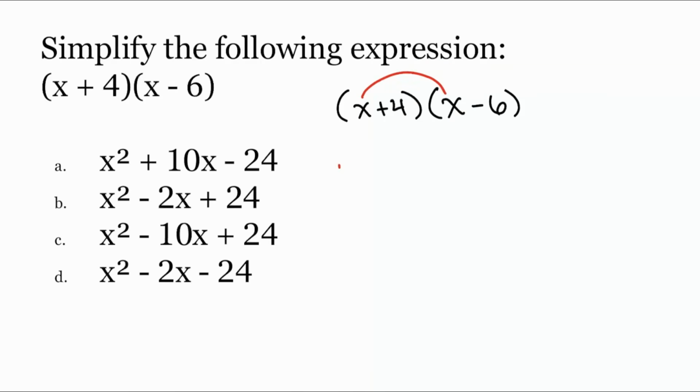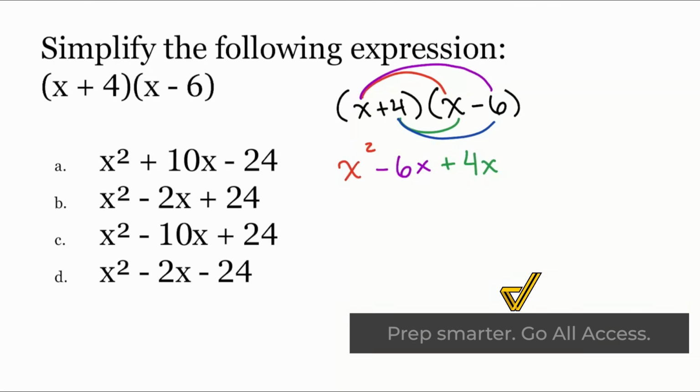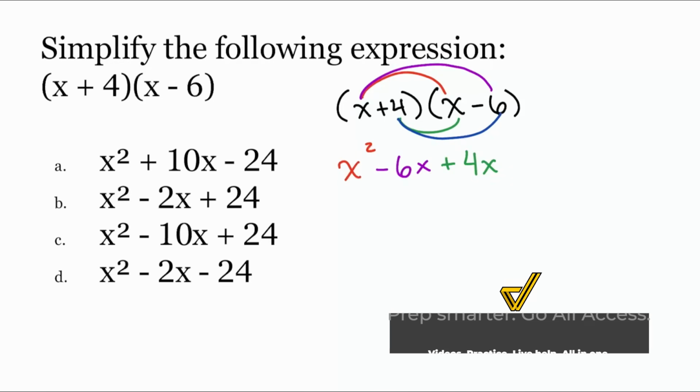x times x, that's going to give us x squared. Then I'm going to use a different color here. When I make sure that the x multiplies with the negative 6, that'll end up being negative 6 times x, which is negative 6x. Then up next, we're going to make sure that the 4 multiplies with both of these. So here we're going to have 4 times x, which will be a positive or plus 4x. And then lastly, we have a positive 4 times a negative 6.